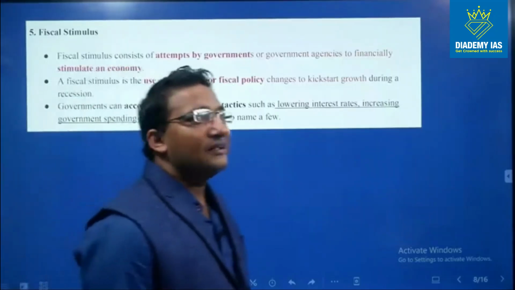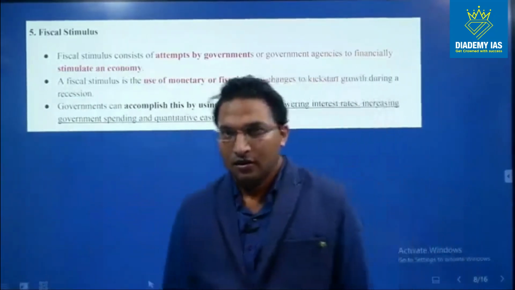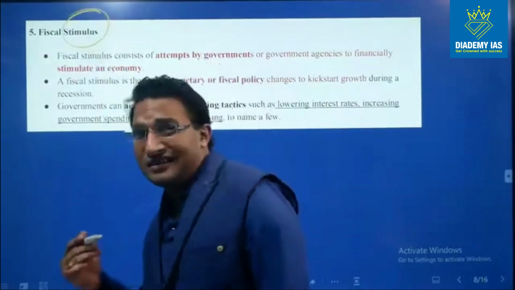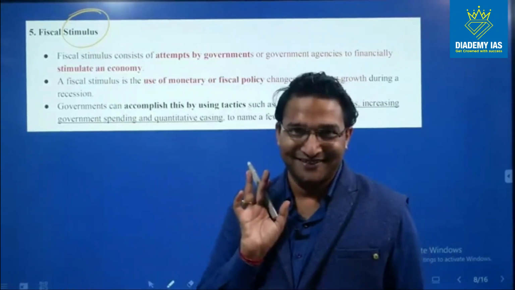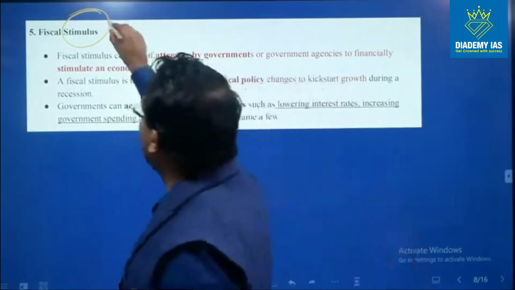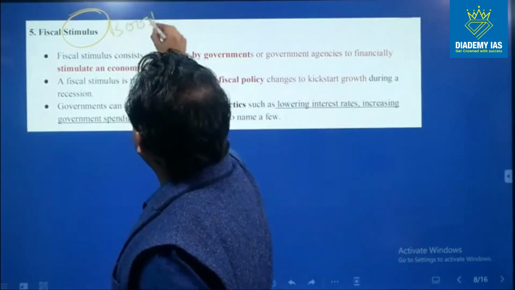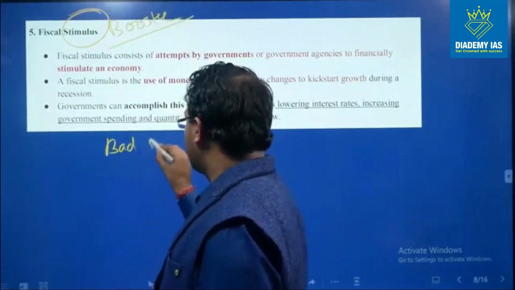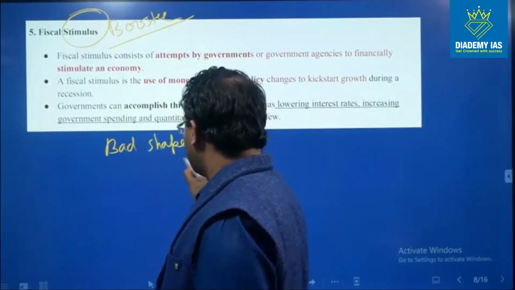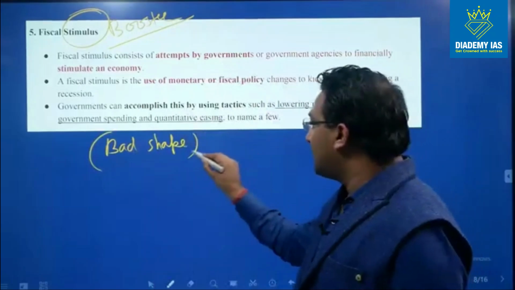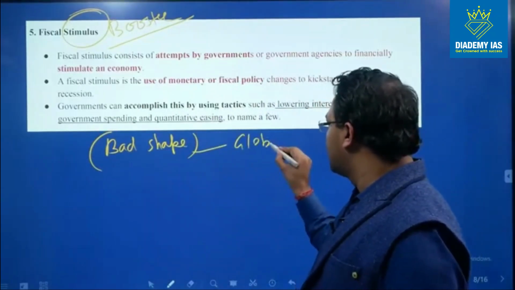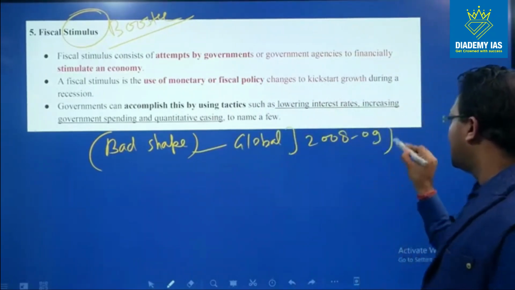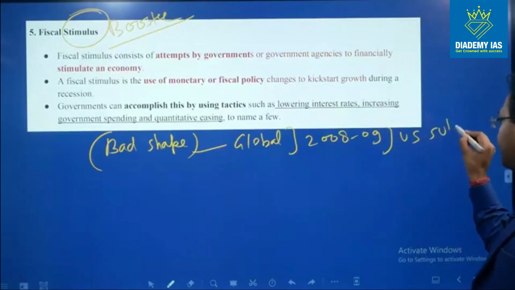Now coming to the fiscal stimulus. Stimulus is a kind of injection or booster. Many times the government is in a bad shape. This can be because of some global factors. For example, during 2008-9 there was the US subprime crisis.